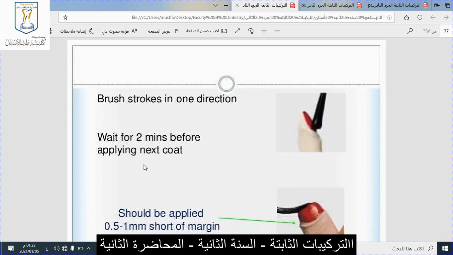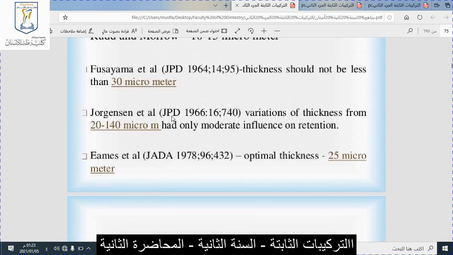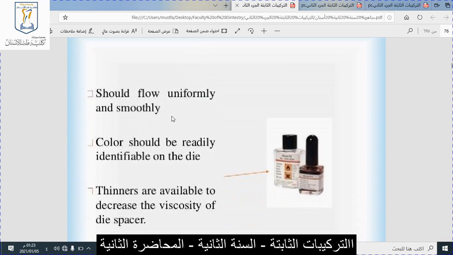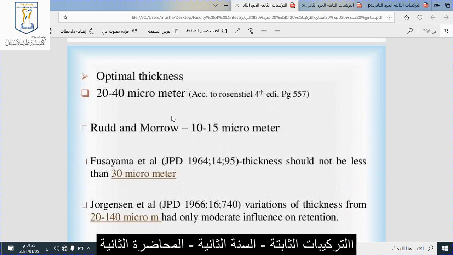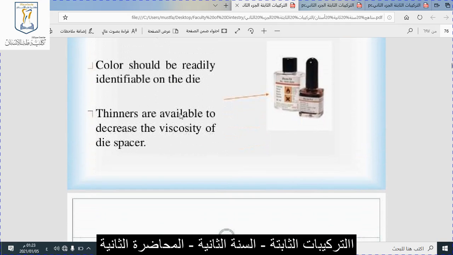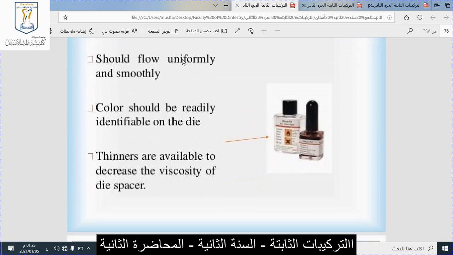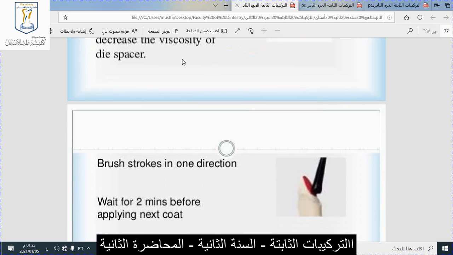Wait for 2 minutes before applying. So 2 minutes and then you apply the other. So this is the important note: the die spacer gives space for the dental cement. Every dental cement has a specific die spacer or specific thickness, and it gives the space for the cement. It can make the restoration easily seated, for checking verification and cementation, and it reduces the hydrostatic pressure during cementation.